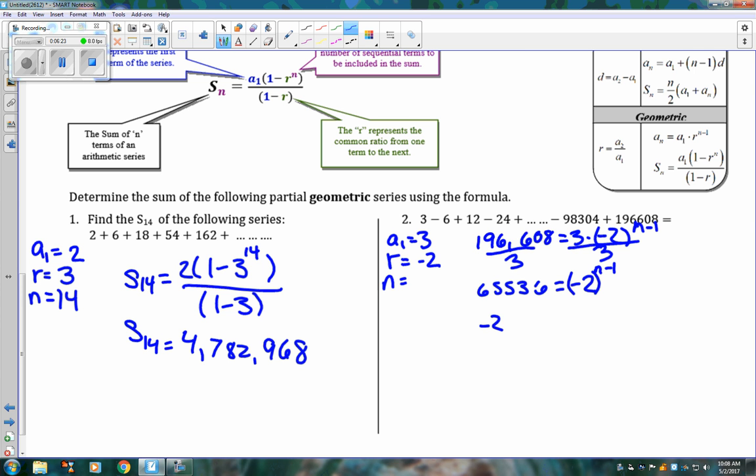Rewrite this number to have the base of -2. So -2 to what power will give me that? What number are you trying? Keep going. Are y'all with me so far? Because both of my numbers have the same base, all I do is set 16 equal to n minus 1. So what is n equal?